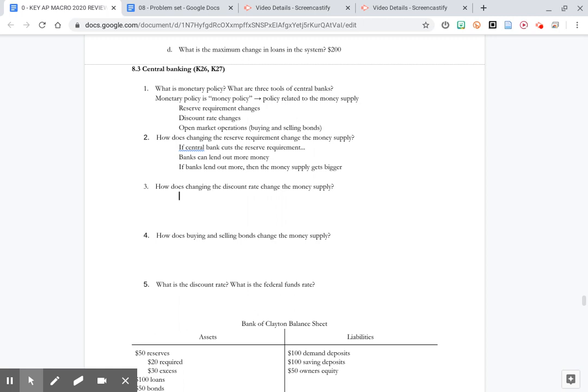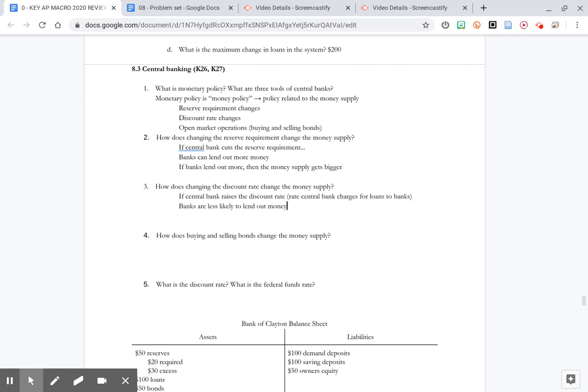How does changing the discount rate change the money supply? So this relies on knowing what the discount rate is. If the central bank raises the discount rate, banks are less likely to lend out money. Now, understanding the discount rate, this is the rate the central bank charges for loans to banks. So this would be when a bank needs money, right? And it's like, geez, we can't cover our requirements. We really need to have a little extra cash. They could go to the central bank.